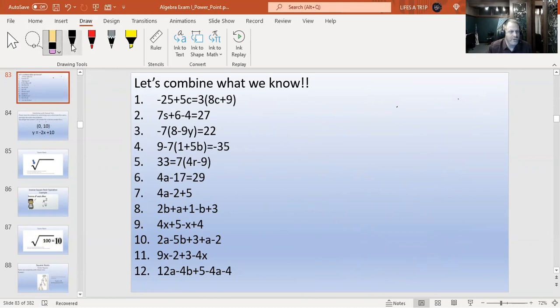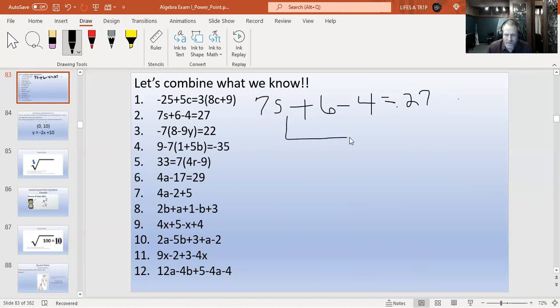All right, let's do number 2, guys. Number 2: 7s plus 2 plus 6 minus 4 equals 27. That's an s, not a 5. Let's look at this side. Can we combine like terms? Yes, we can. 7s plus 2 plus 6 minus 4 equals 27.